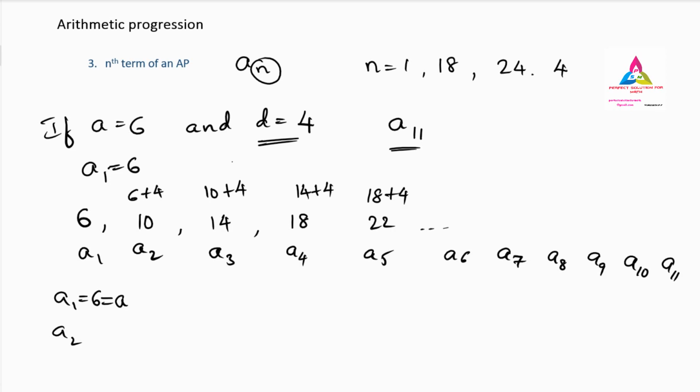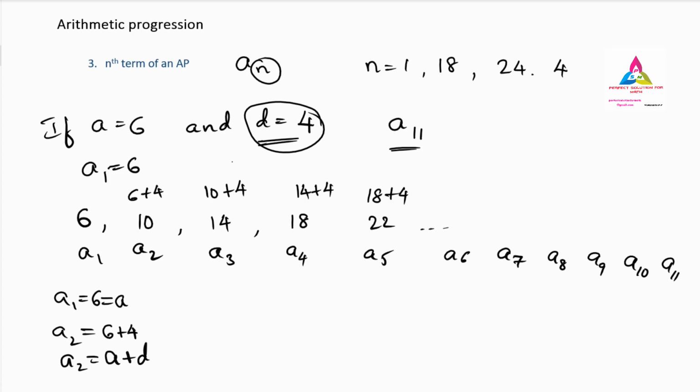Why is it written as 6 plus 4? Because the difference between the two terms is 4. So instead of this 6, what can I write? That is a. And what is 4 over here? 4 is nothing but d. So a plus d is equal to a2. So a2 is nothing but a plus d.